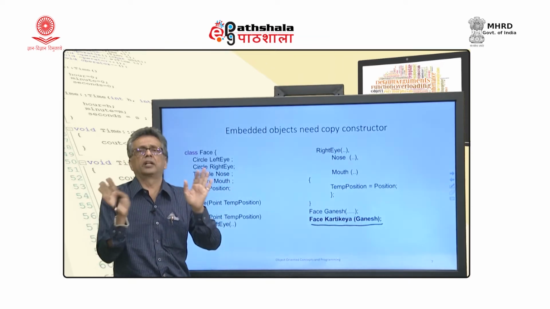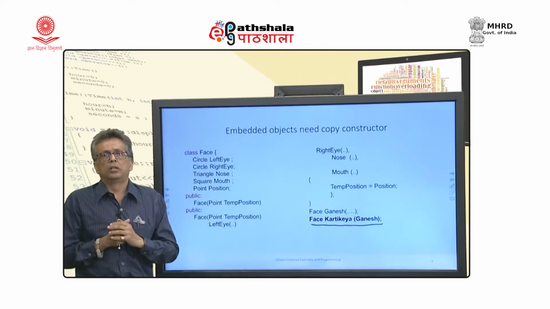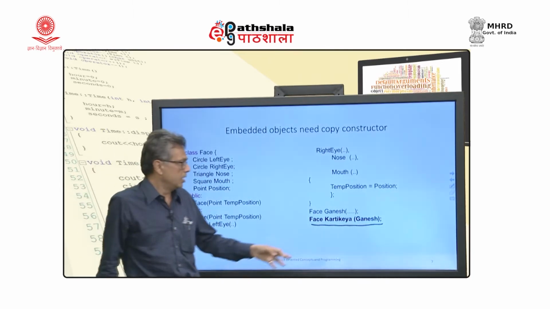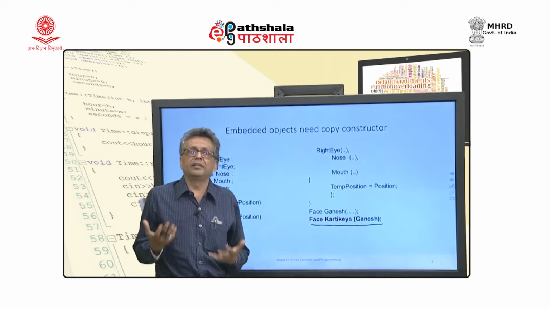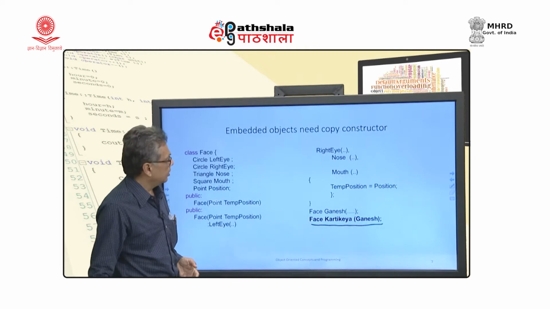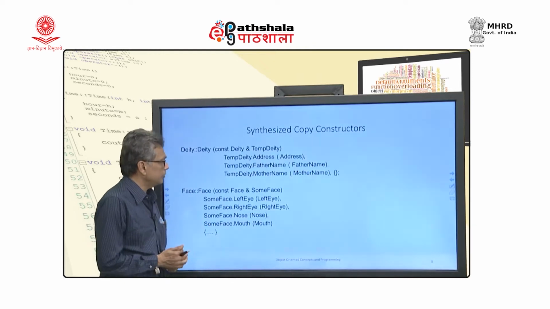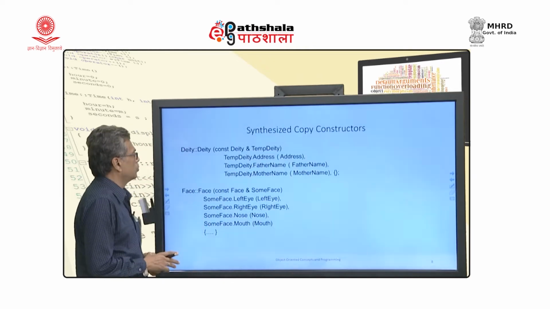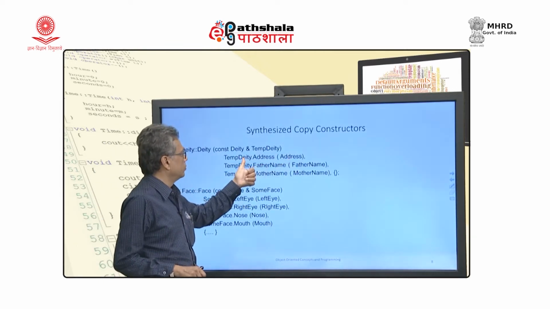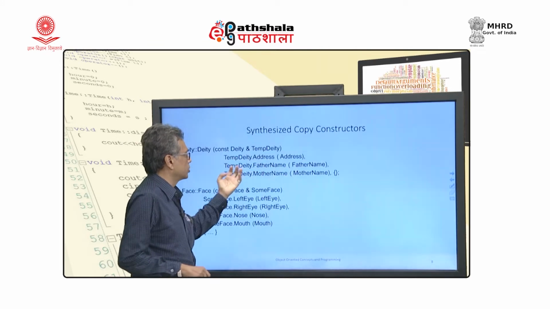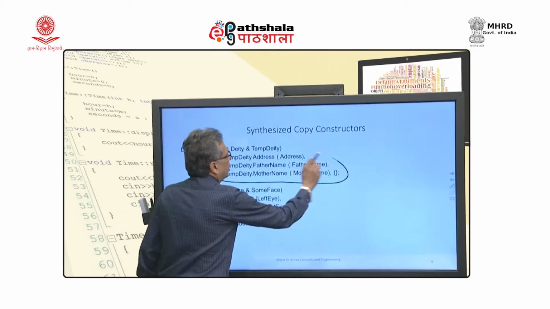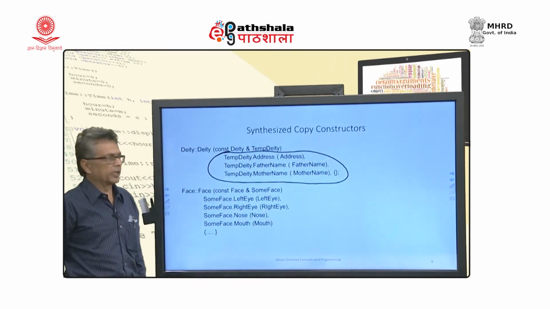We will have to follow the semantics given by the programmer. If you do not follow it, it is not going to work the same. So, here we need an additional copy constructor provided by the compiler. Same logic. So, the synthesized copy constructor would look something like this. The address is copied into the temp deity address, and the father name is copied here, and this is copied here, and this is going to call the string's copy constructor.